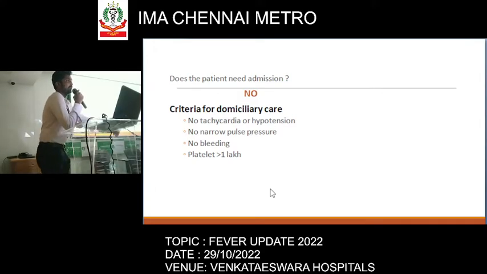So, the patient's vitals is the first thing. The patient should not have any tachycardia or hypotension. There should be a narrow pulse pressure and no bleeding, and the platelet count should be more than 1 lakh so that we can manage the patient in domiciliary care. If there are any abnormalities in these parameters, the patient definitely needs an IP admission.